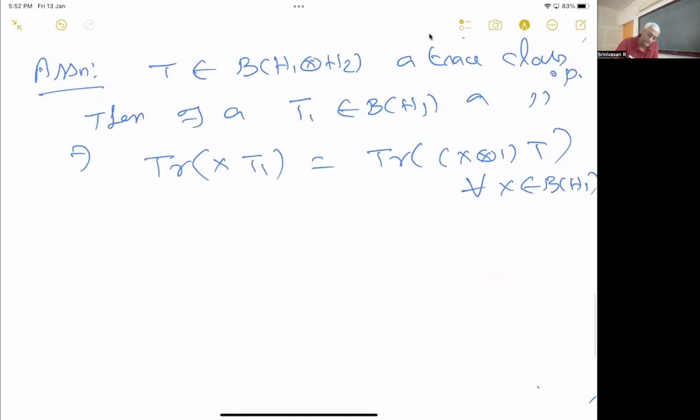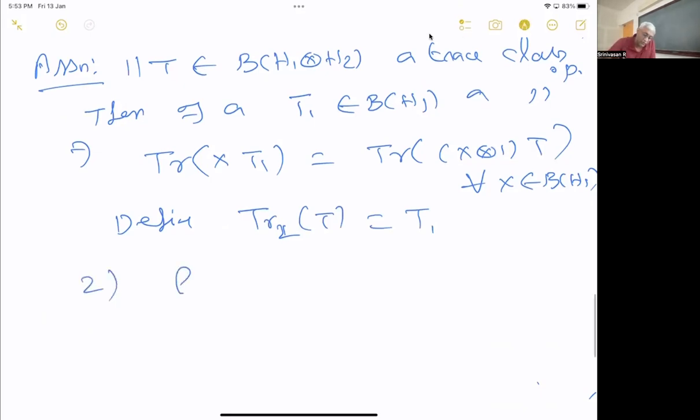So this is the first assignment. Second, let us define trace 2 of T equal to T1, where T1 is the operator. We are tracing out the second factor, so since this is a tensor product, I have to use trace 2.